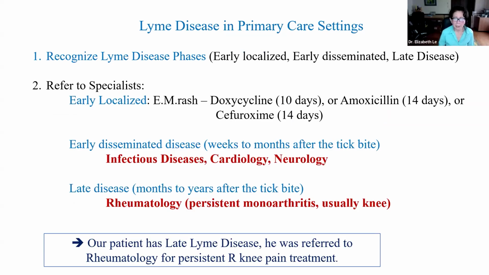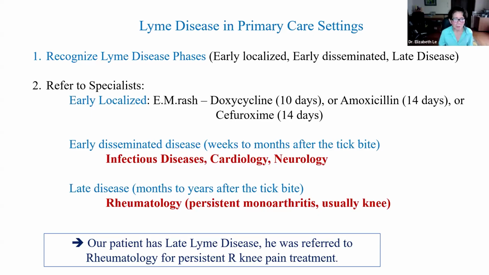Okay, Lyme disease in the primary care setting. If a patient like this presents to you, what do you do? Recognize the Lyme disease phase. Is this early localized, which is just the rash, the erythema migrans, or early disseminated, which can affect the heart, the CNS, the joints, or the skin, or is this late disease?